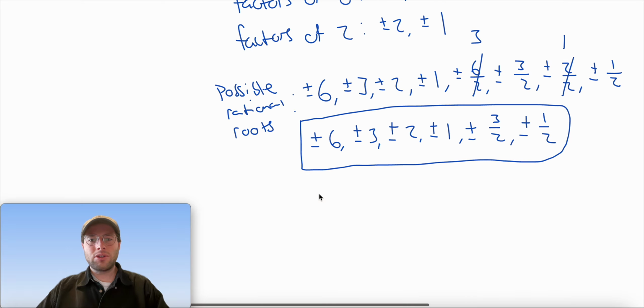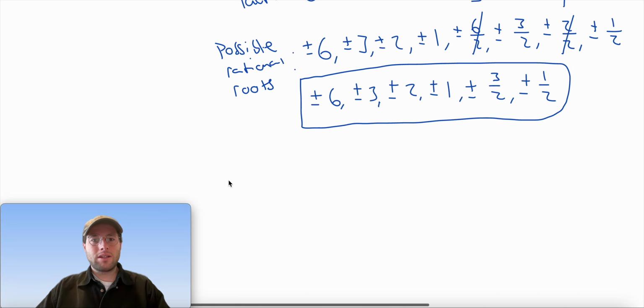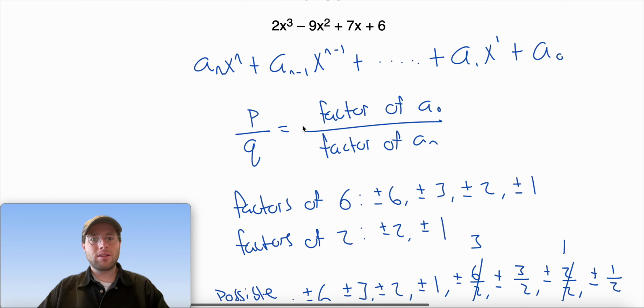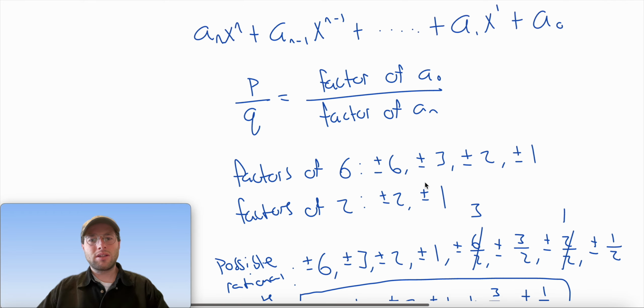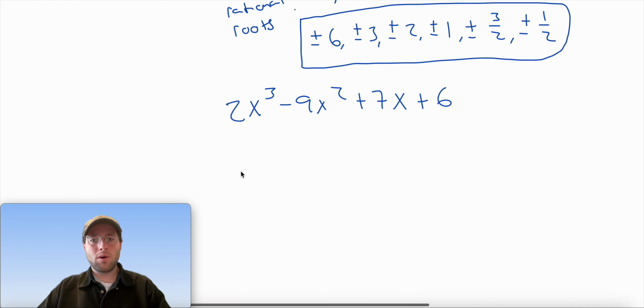Let's start with plus or minus 1 and work our way up from there. With our polynomial, 2x cubed minus 9x squared plus 7x plus 6, let's plug in a positive 1 and test that one out. We'll have 2 times 1 to the third, minus 9 times 1 squared, plus 7 times 1, plus 6.